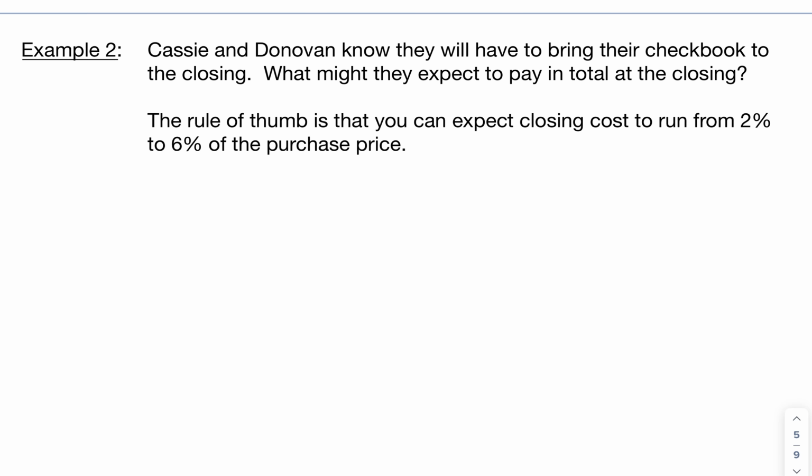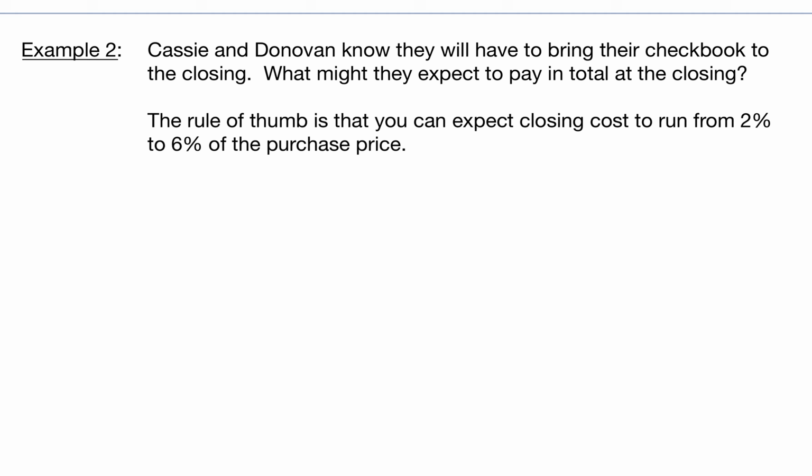Okay, let's go ahead and move on to example number 2. Here we have Cassie and Donovan. This is related to example 1. They know that they will have to bring their checkbook to closing. What might they expect to pay in total at the closing?